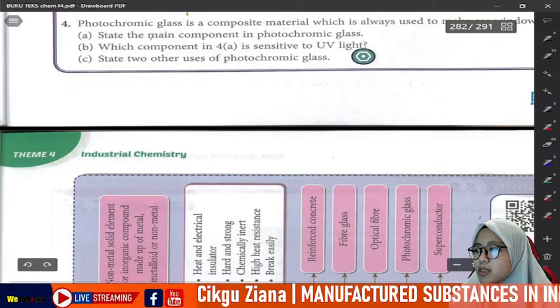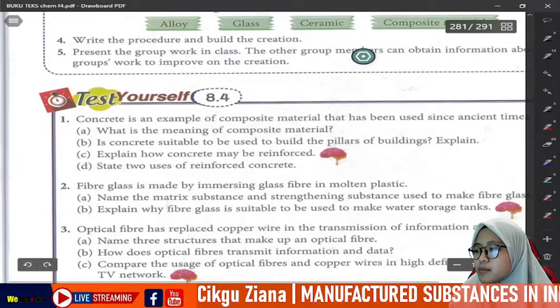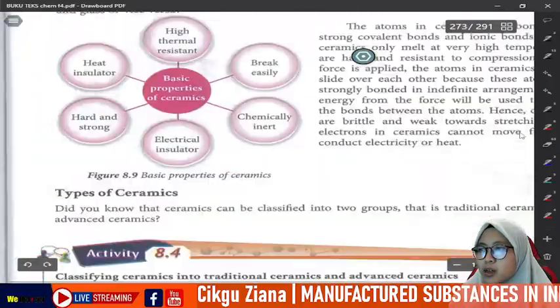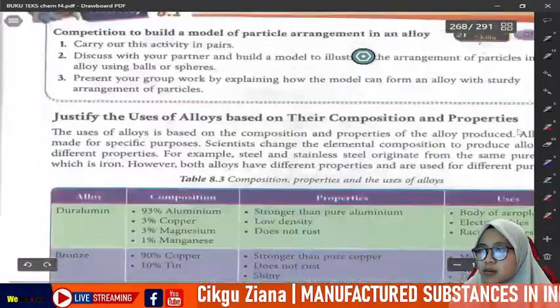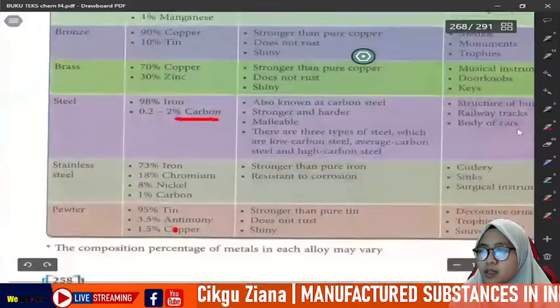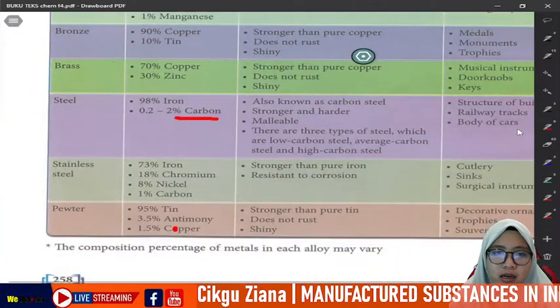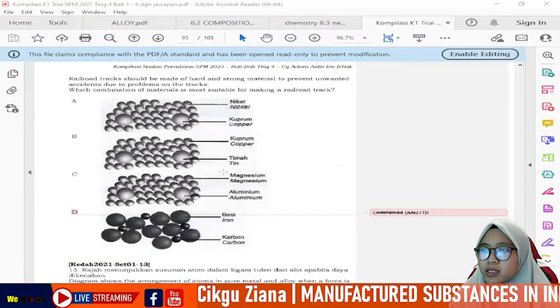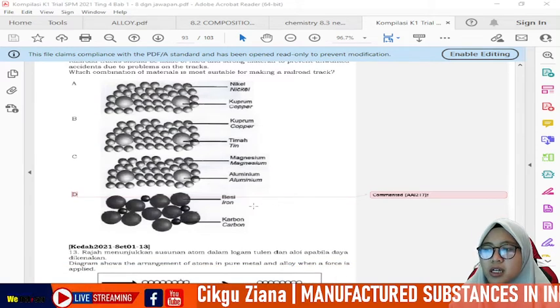Any idea, class? Steel. What is the composition of steel? Okay, steel. Which one is steel? Steel, iron and carbon. So, Muaz, mana satu? Iron and carbon. Okay, tulis kat sini.